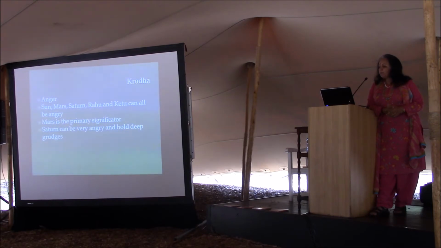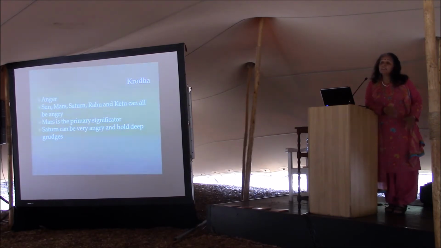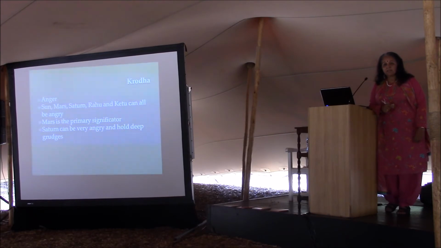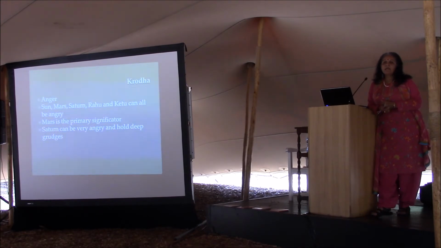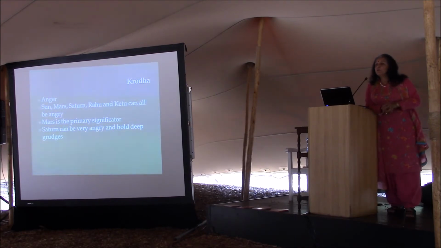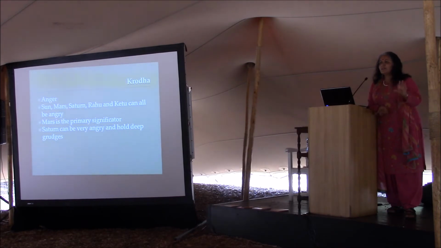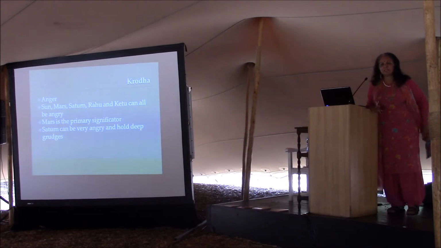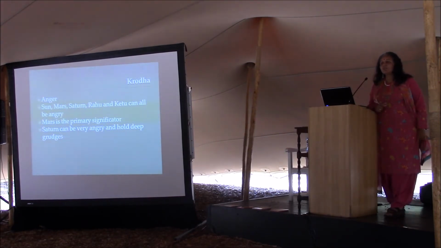Mars is the primary significator, but Saturn is an extremely angry planet. Actually, he is a planet that holds on to anger. When we look at anger in the form of depression, which people who study depression also see as a kind of anger, that is not a Mars anger. Mars anger is you get angry, you've said it, that's it. The other person may not take it nicely, but a Mars person has said it and forgotten about it. But Saturn will hold the grudge.